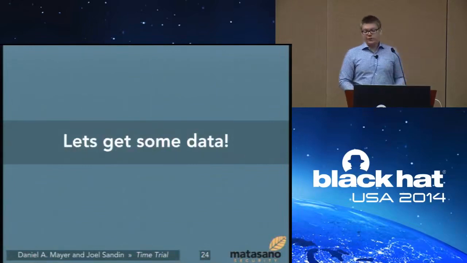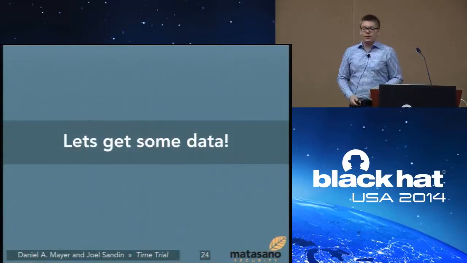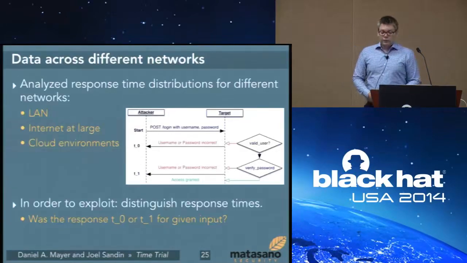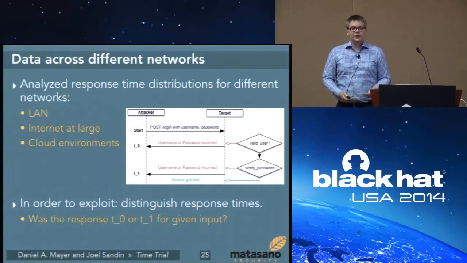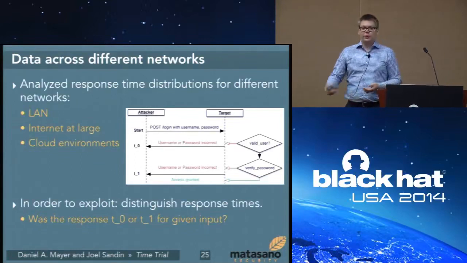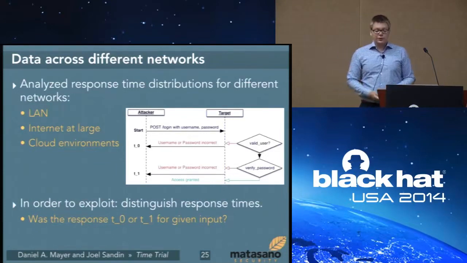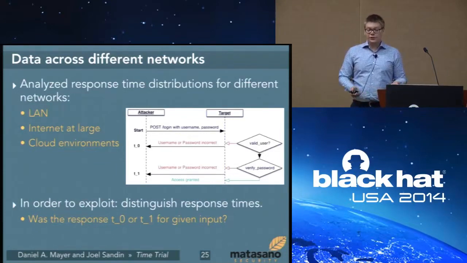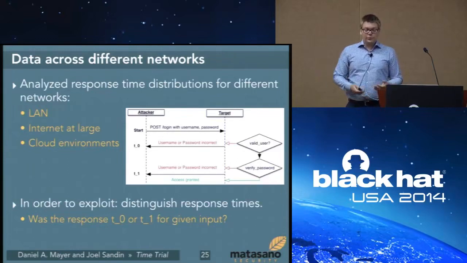So let's see what kind of data we got with that and what we analyzed so far. As you can imagine, if you have a LAN, your network quality is going to be much better than if you're doing an experiment over the internet with transatlantic connections and things like that. So we looked at different network scenarios, like the LAN, the internet at large, and different cloud environments, and we looked at which response times we can distinguish in those environments. Remember, we have to be able to tell whether we had response time T0 or T1. That's what we need to tell.